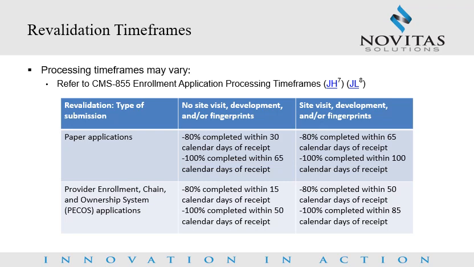For PECOS revalidation applications that require a site visit, development, and/or fingerprints, 80% are completed within 50 calendar days of receipt. 100% are completed within 85 calendar days of receipt.